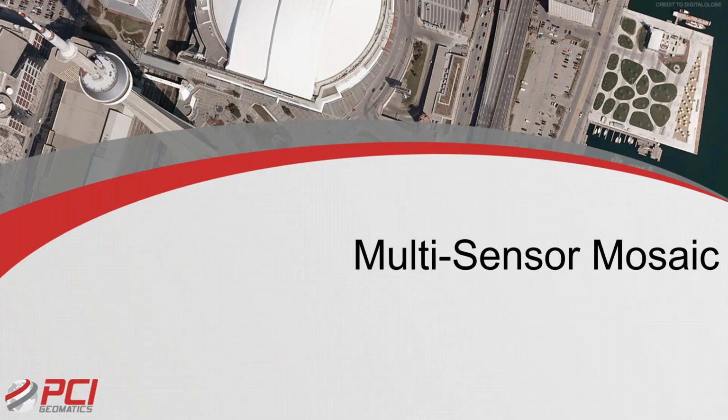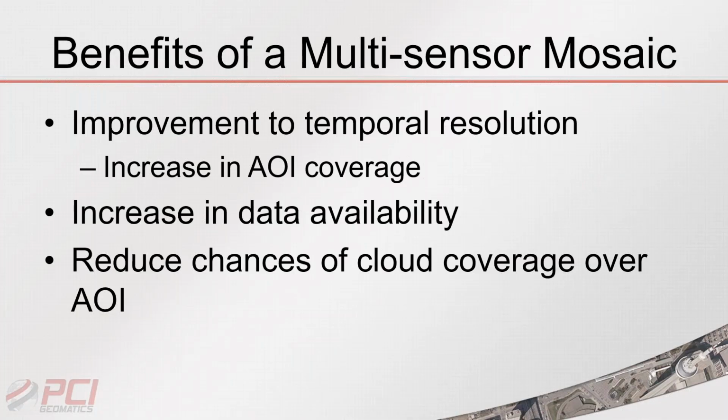So the multi-sensor mosaic. So before we go into the workflow, I just want to explain a little bit of benefits, like why does it matter? So the benefits of the multi-sensor mosaic is it improves our temporal resolution over our area of interest. So we increase the coverage. As we can leverage multiple different sensors, we have an increase in, of course, data availability. And then because we have different sensors, we've actually reduced the chances of having cloud coverage over our area of interest.